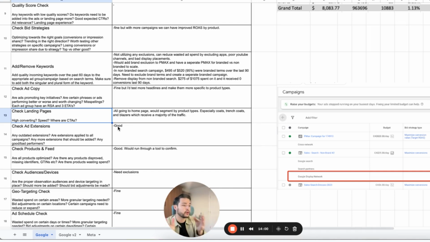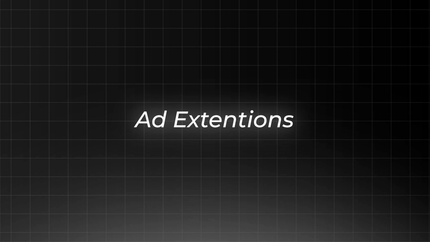And from there, look at speed. Are the CTAs above the fold, right? And then we'll determine which landing page is actually performing better, or if we should maybe test bringing in a new landing page. I've seen massive increases in conversion rate, almost 5% increases, just by introducing a landing page. From there, extension checks.